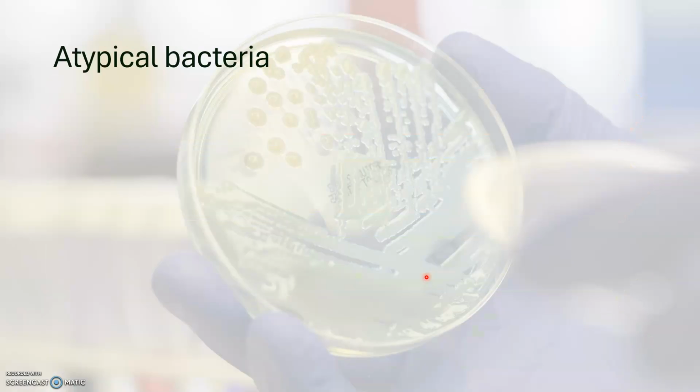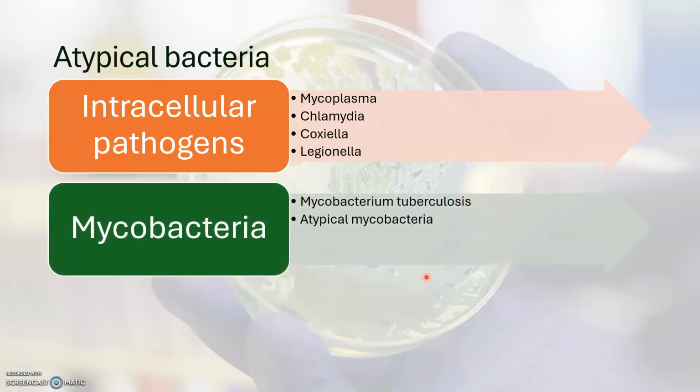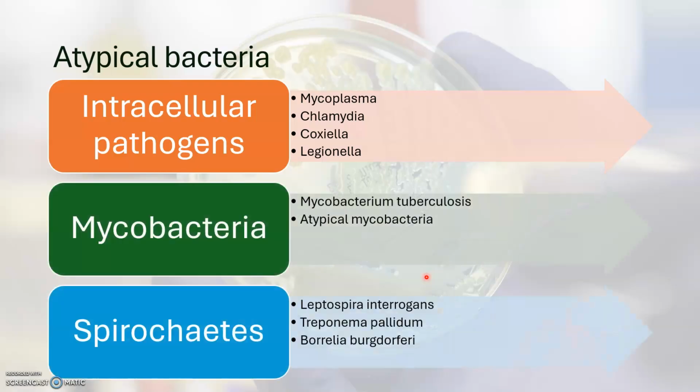Finally, we have the atypical bacteria. Classically, these are really referring to intracellular pathogens, obligate intracellular pathogens such as Mycoplasma, Chlamydia, Coxiella, and Legionella. But other bacteria are not typically stained by Gram stains, and the two big groups are Mycobacteria and spirochetes.